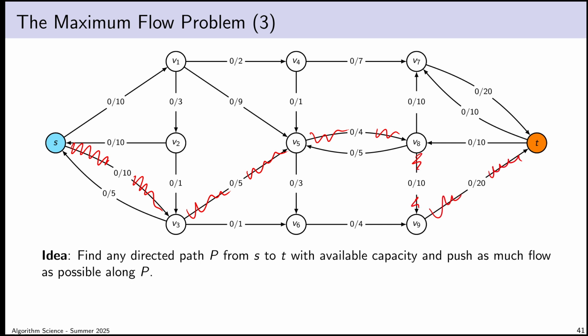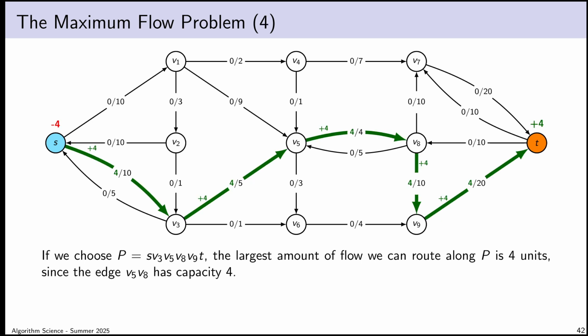And the question is, how many units of flow can I push along this path right now? Because I obviously want to push as many as I possibly can. Well, I could push up to 10 here, but it turns out that I can only push 5 here and 4 here and 10 here. The bottleneck is pretty clearly this edge. This edge has a lower available capacity than anything else on my path. So I'll choose to push 4 units along every edge on the path, and I end up with this configuration here.